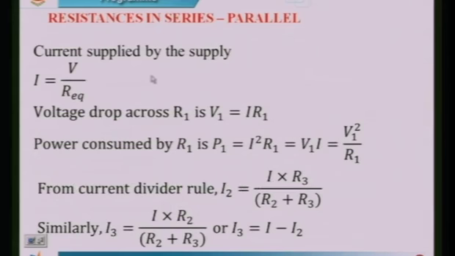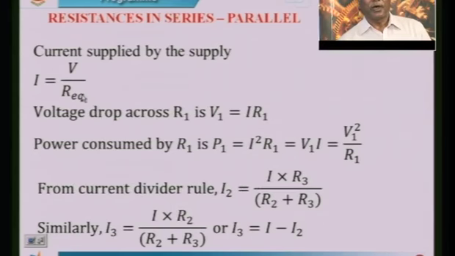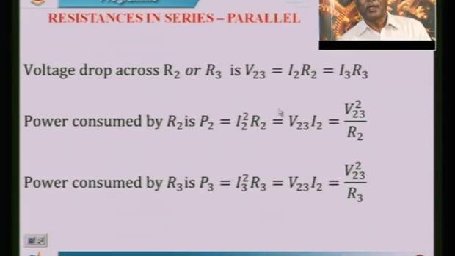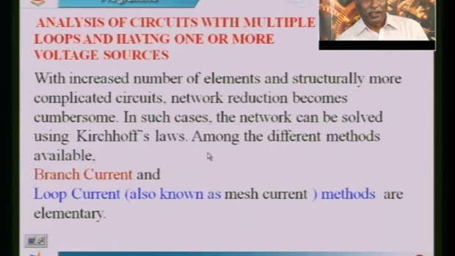The current supplied will be equal to the total voltage divided by R equivalent, and the voltage V1 is I into R1, and then the power consumed by R1 will be equal to I square into R1 or V1 I or V1 square by R1. From the current divider theorem, I2 can be written as I into R3 over R2 plus R3, from which you can find out the power in individual resistances.